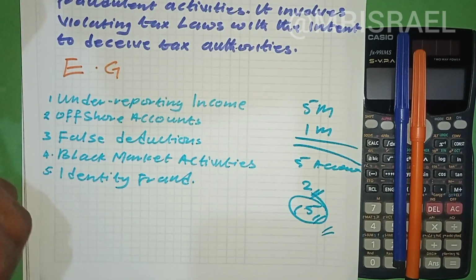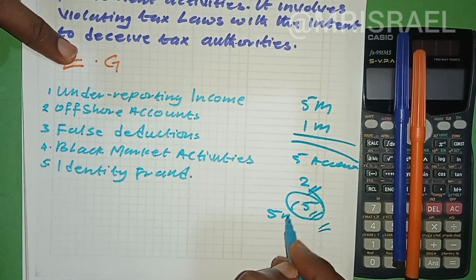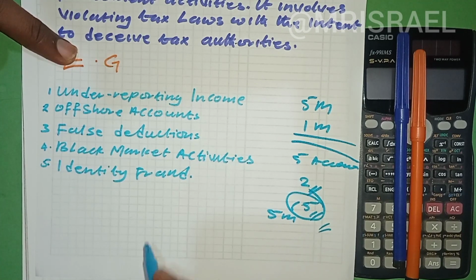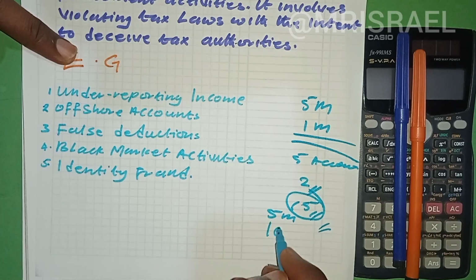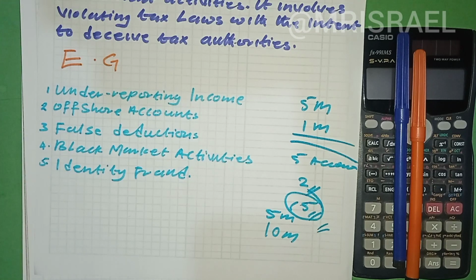So that is that. Forced deduction. Claiming deductions for expenses that you did not legitimately incur to reduce the taxable income. For example, you incurred expenses of 5 million naira, but when you report, you say the expenses you incurred is 10 million naira. That is forgery. That is a criminal offense. You need to be in prison.